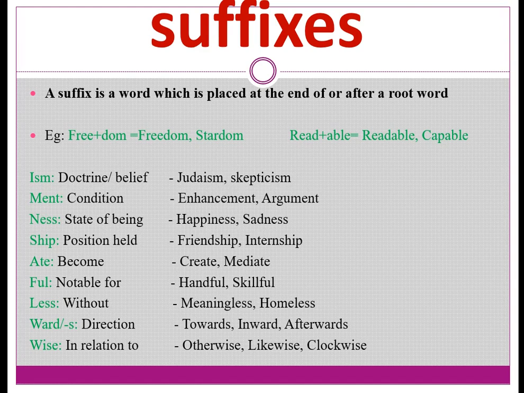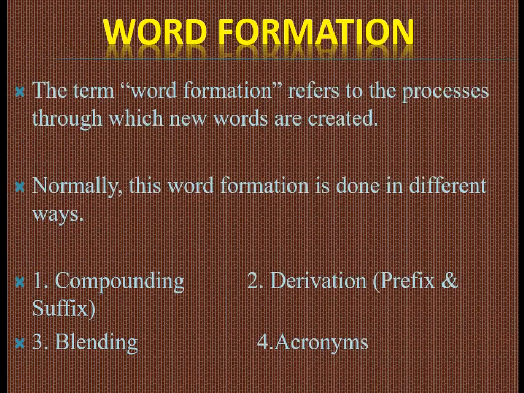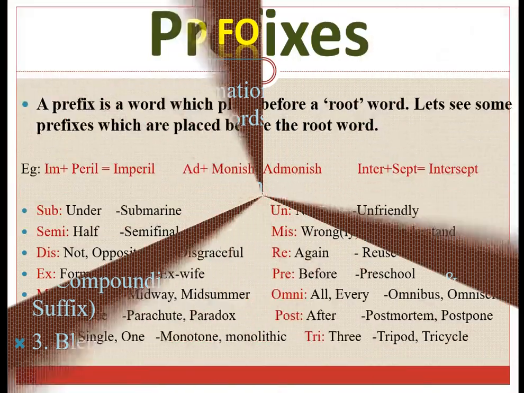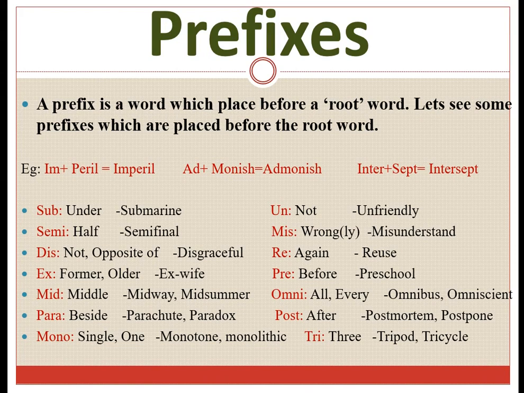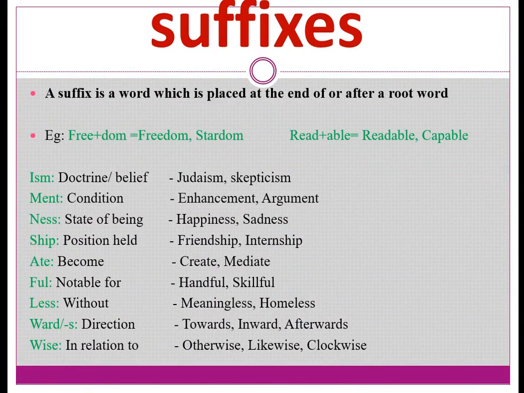So this is about prefixes and suffixes, which come under word formation. Okay, and the other kinds of word formation you are going to learn in the future classes. So in today's class I have dealt with the definition of word formation. Here, what does word formation refer to? It refers to the process through which new words are created. Then we have talked about prefixes. What does a prefix mean? With examples. Then suffixes, also with examples.